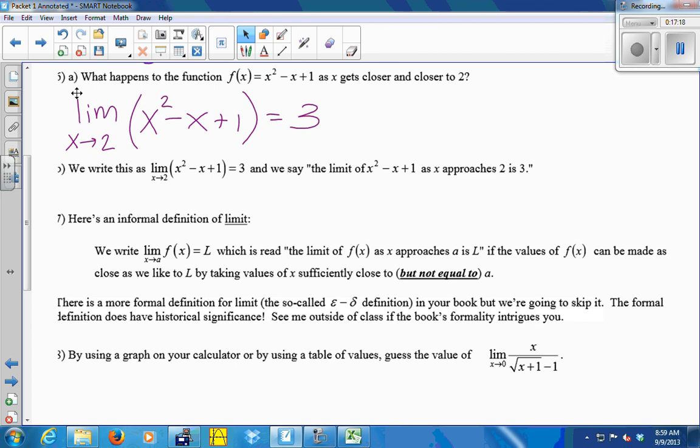So there's a more formal definition of a limit. It's called the epsilon delta definition. And it's basically just a formal way of writing out this as close as I want definition. We're going to skip it. You can read about it in your book if you're interested. And you can see me outside of class if it intrigues you.